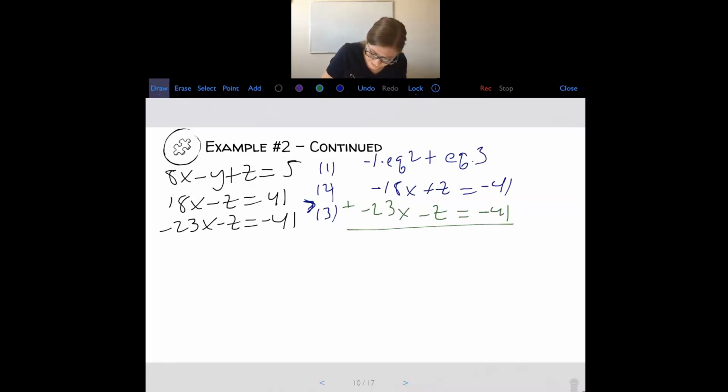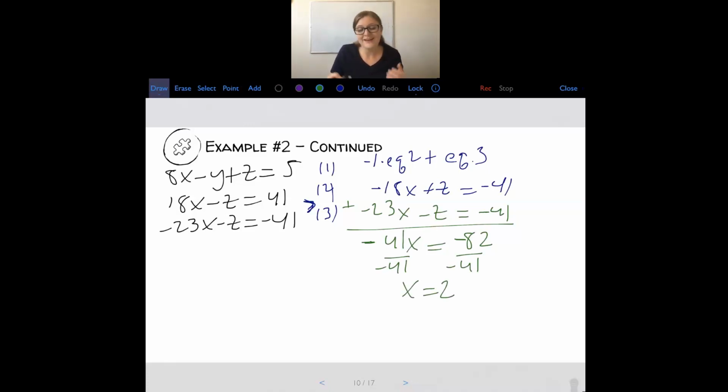This is going to give me negative 41x is equal to negative 82. So then if I divide both sides by negative 41, I'm left with x is equal to 2. Okay? So I just found the value of one of my variables. And again, this is technically an equation, so it can replace equation 2 or 3. I'm just going to have it replace equation 3 and go to the next slide to write the system.